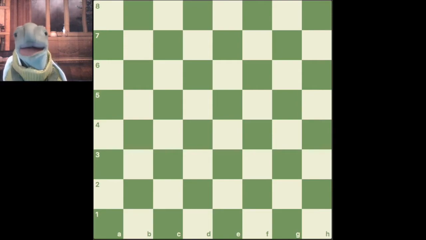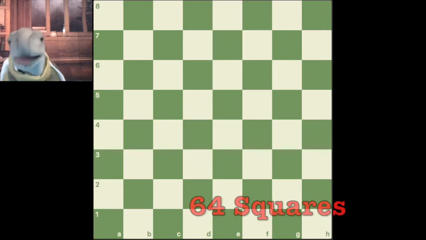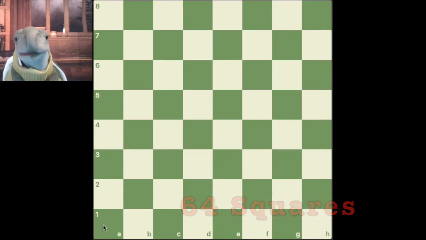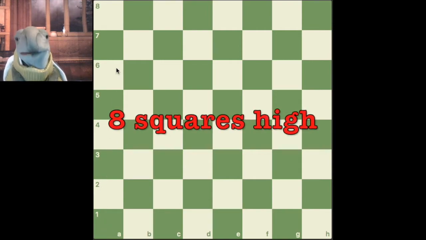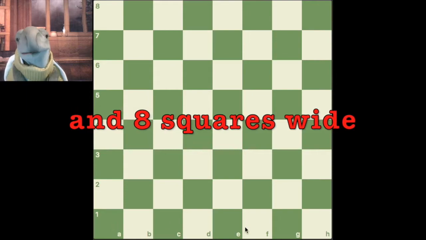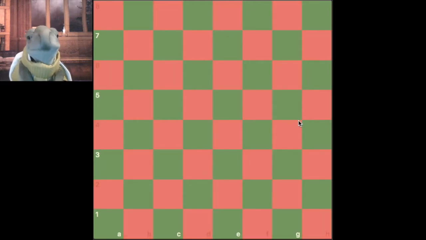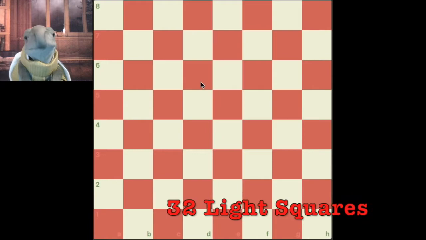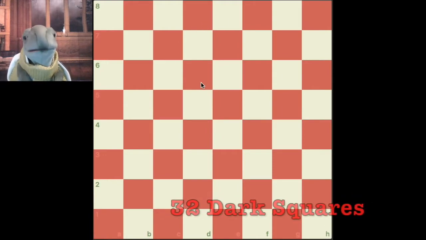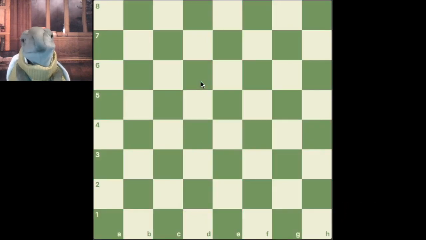The first thing we are going to learn about today is the chess board. What you see in front of you is the chess board. It has 64 squares, because it is 8 squares by 8 squares. All of the squares on the chessboard are either light squares or dark squares. There are 32 light squares and 32 dark squares.